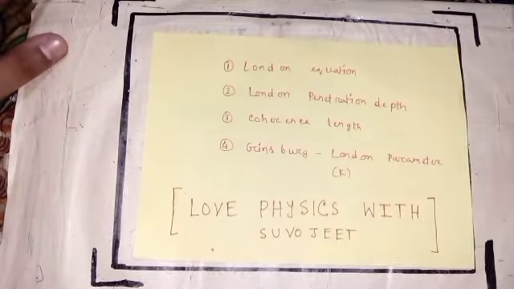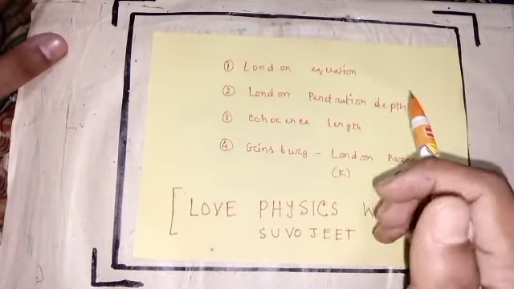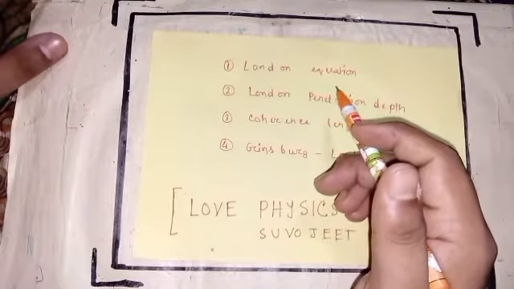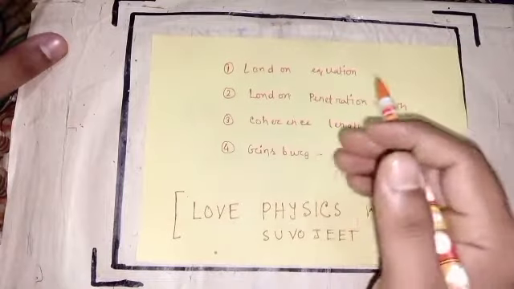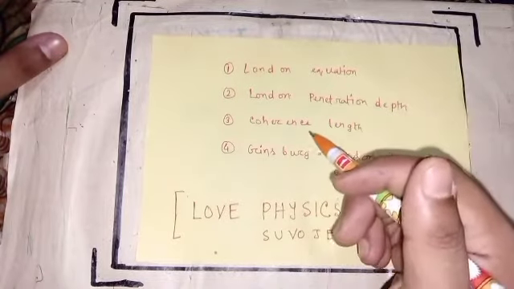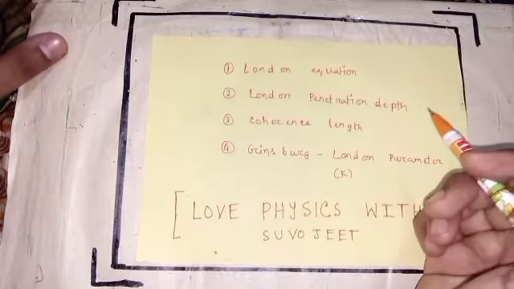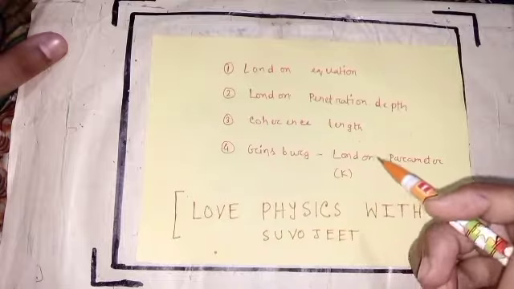In this video, I will discuss the London equation. In the banner of the London equation, we will first define the London equation. There are two types of London equation. Then we define the London penetration depth. Then we define the coherence length. And lastly, we discuss the Ginzburg-London parameter.